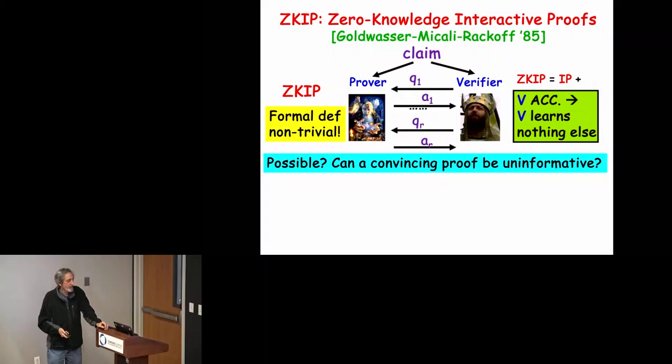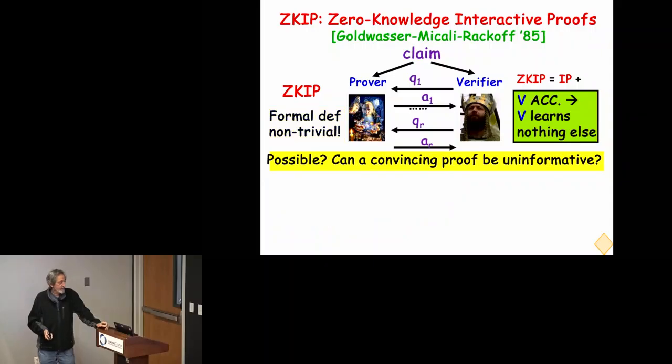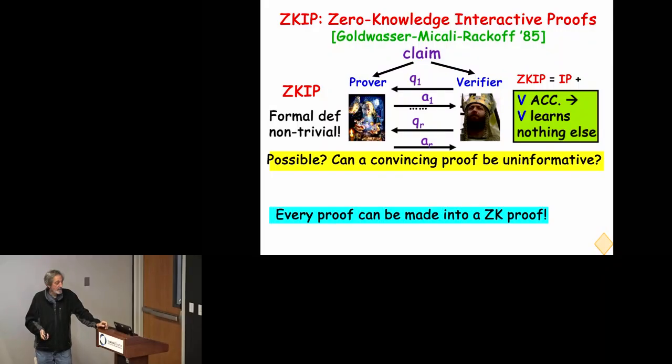So it's a question, they ask this question: which type of claims can have such proofs? And can a convincing proof be uninformative? You can think about trying to convince somebody of some proof in math without telling them anything they didn't know. Nevertheless, this question has an answer which is surprising.